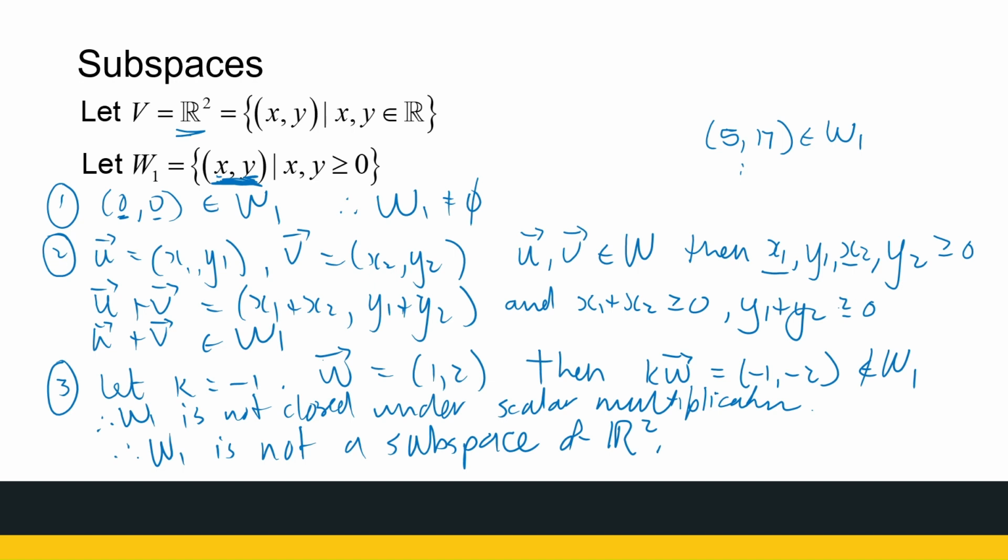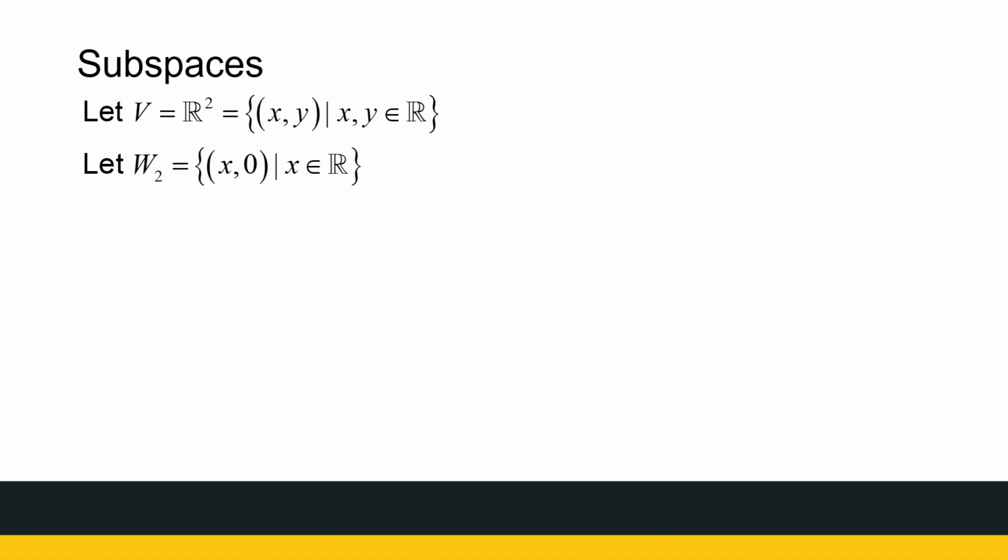And therefore, I can conclude that W1 is not a subspace of R2, and therefore not a vector space in itself. And the last example here, let's look at all coordinates that look like this, where the y coordinate is 0, but the x coordinate can be any real number. So look at this subset of R2. So this is the whole x-axis, if you think of it like that.